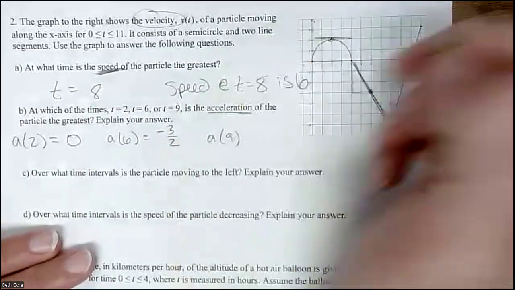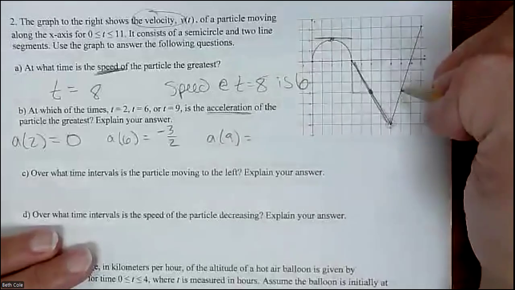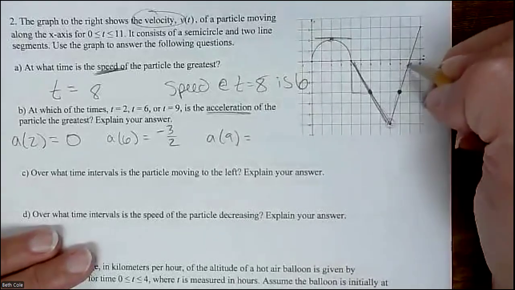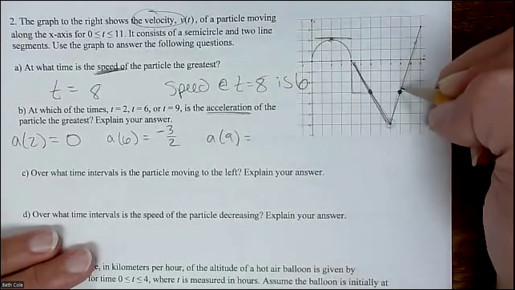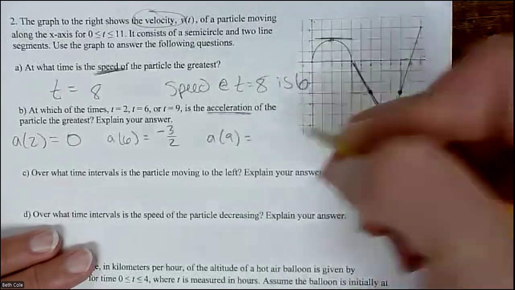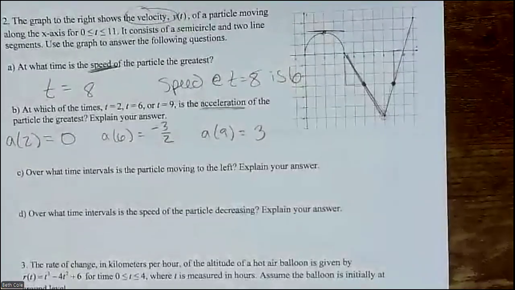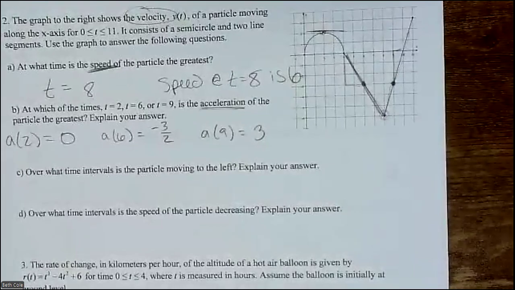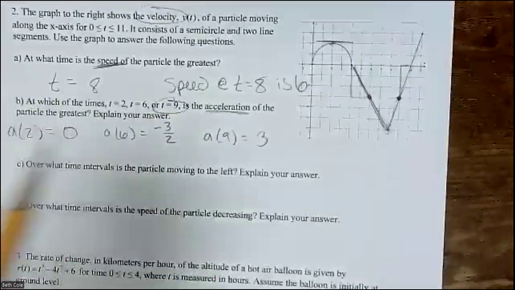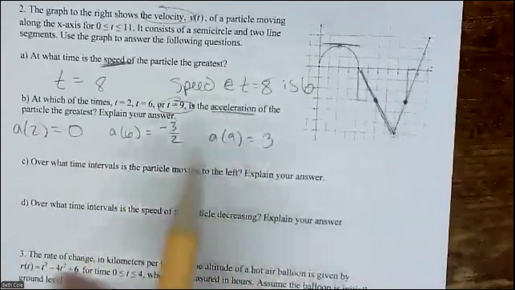And then at 9, which is right here, what is the slope of this portion? Is it up 3 over 1? 3. All right, so at which time, 2, 6, or 9, is the acceleration the greatest? 9. You do not need to explain your answer because you wrote out what all the choices were.